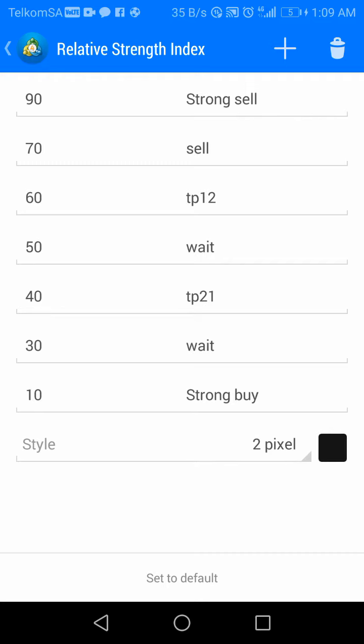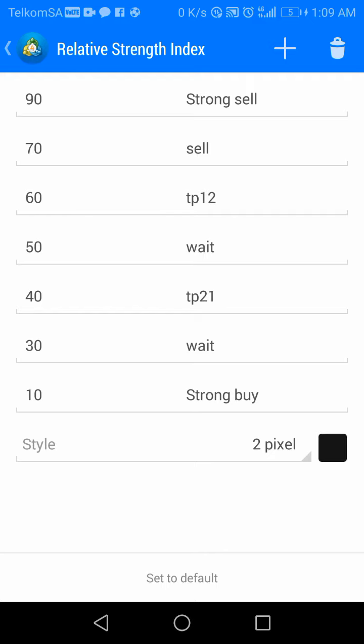So 60 is a take profit from the sell, or it can be the take profit too if you bought, you understand. So this is the 50 line. When it reaches the 50 line, you make sure you move your trailing stop and protect the profit, so that if it turns back, it can still take the positive profit. So the 40 is take profit 1 from below, or take profit 2 if you sold from above, and 30 you wait for the buy. And 10 is a strong buy.